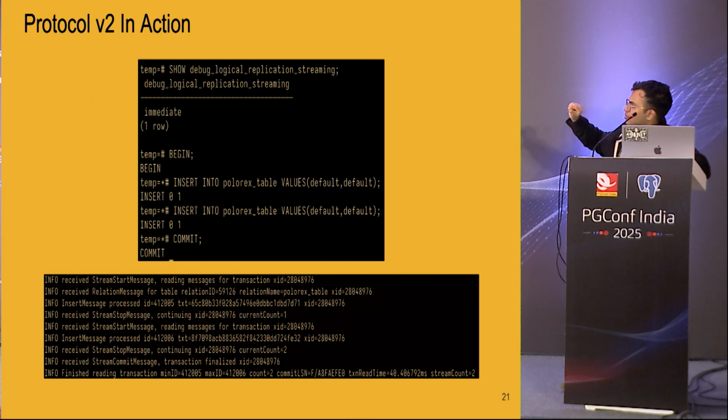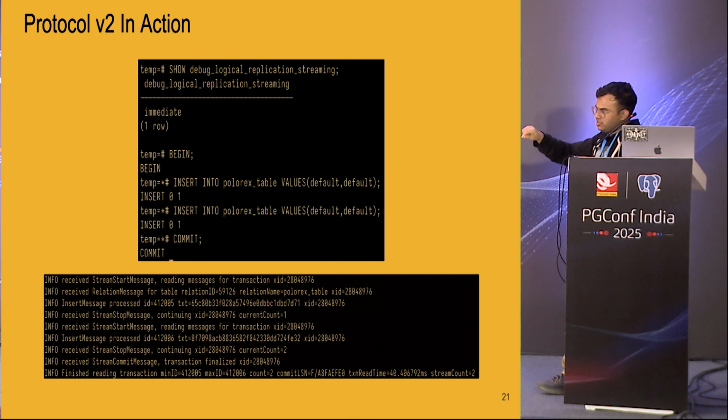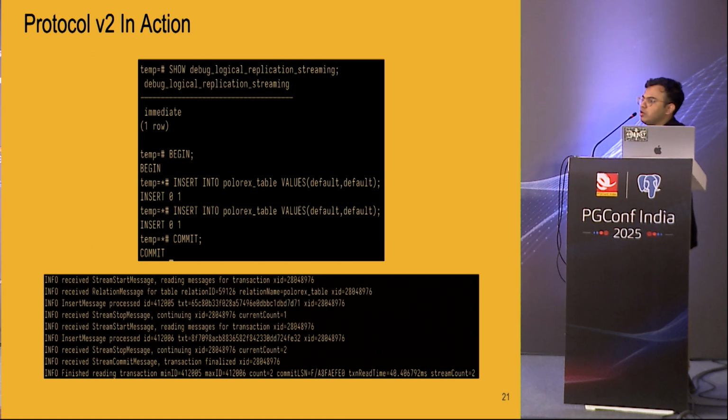So we do a begin that maps to a stream start message this time. Then after that, we get a stream start with a single insert message in the middle, and then you get a stream stop. Then you get another stream start, another message in the middle, then another stream stop. Then finally, the commit maps to a stream commit message, and that finalizes the transaction. In the last line, you can see that we read 2 rows and there were 2 streams, one stream for each row. That is kind of how version 2 pans out. Are there any questions regarding version 2?